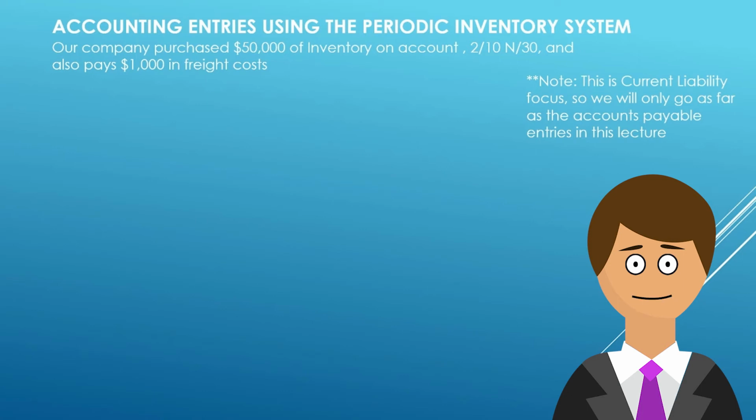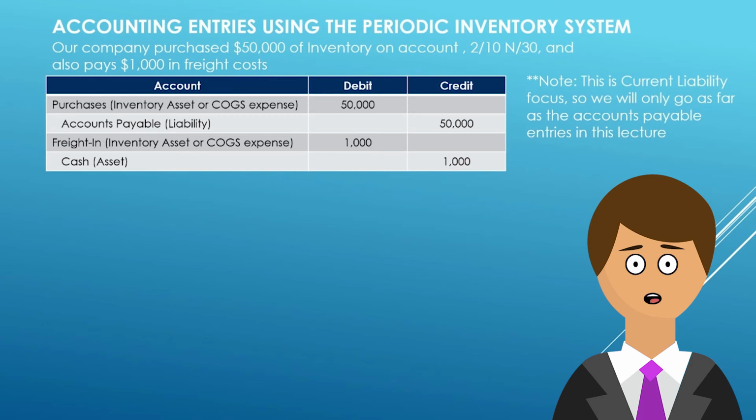We also have freight costs of $1,000, which means if we have the freight costs, it was most likely FOB shipping, which in the previous video we discussed means we're paying the shipping costs, and we'll have an account called freight in under the periodic inventory system. So let's record that transaction.